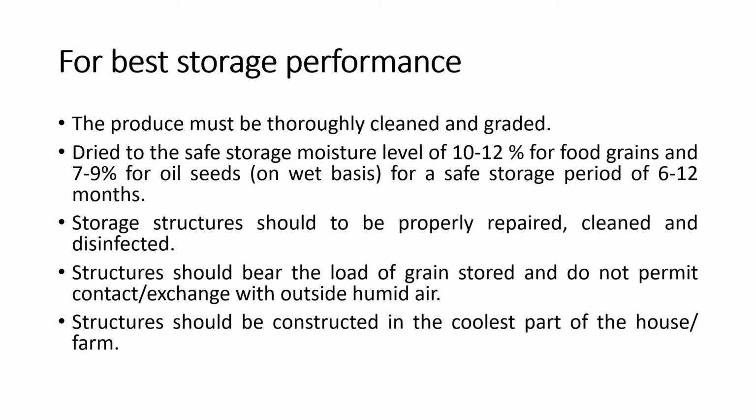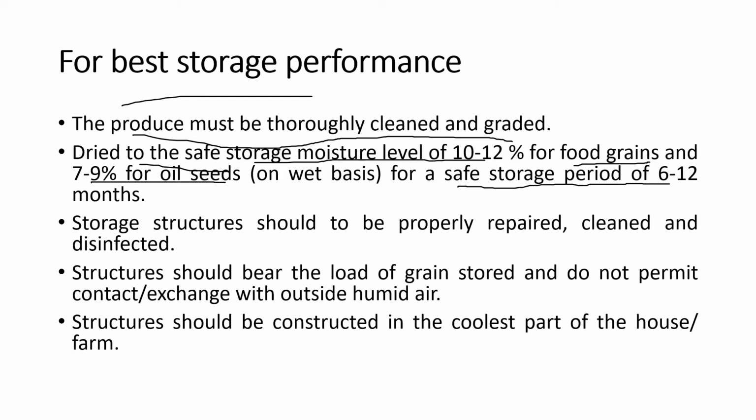For the best storage performance, the produce must be thoroughly cleaned and graded. Also, it should be dried to a safe storage moisture level of around 10 to 12% for food grains and 7 to 9% for oil seeds, for a safe storage period of 6 to 12 months. Also, storage structures should be properly repaired, cleaned and disinfected. The structure should bear the load of grains stored and not permit contact exchange with outside humid air. Also, the structure should be constructed in the coolest part of the house or the farm.